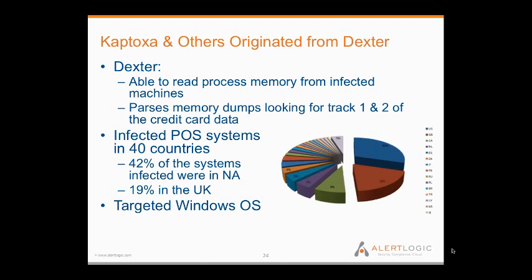It infected POS systems a while back in 40 different countries. This is one of probably the larger POS breaches that occurred before Target. 40% of the systems were actually in North America. 19% were in the UK, and of course it was targeting Windows operating systems.